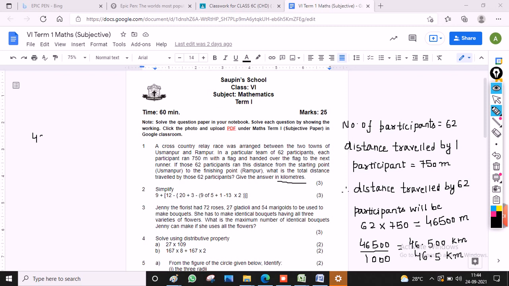If it is 46,500 meters, then you can write it as 46 kilometer 500 meters. So this answer was also acceptable and correct. Moving on to next question.